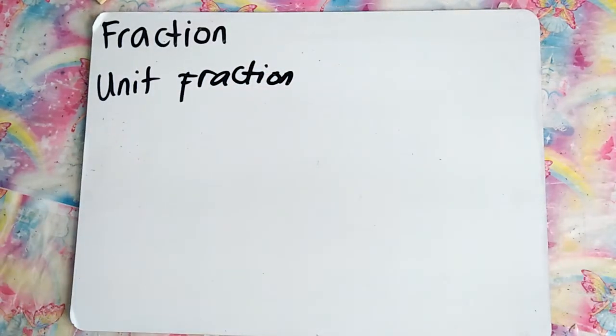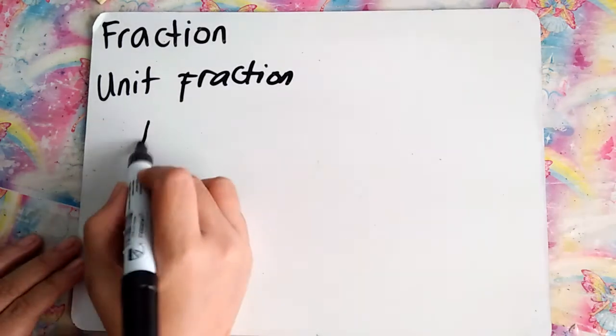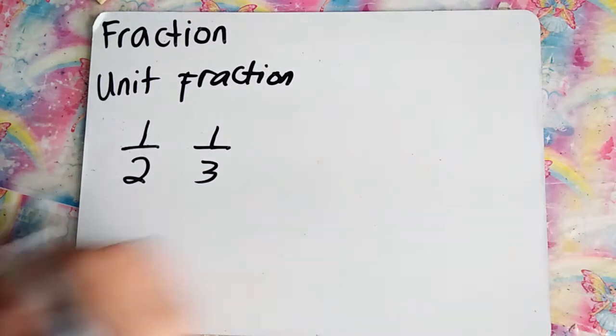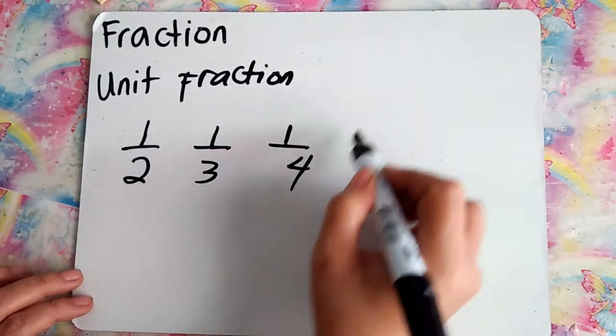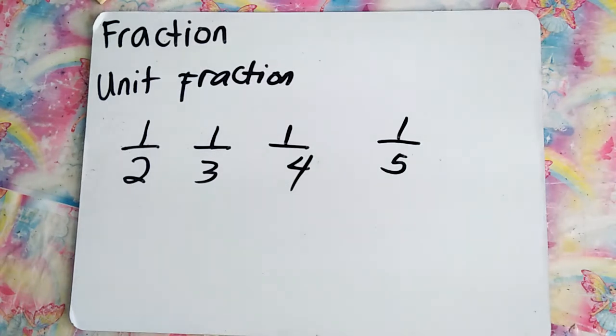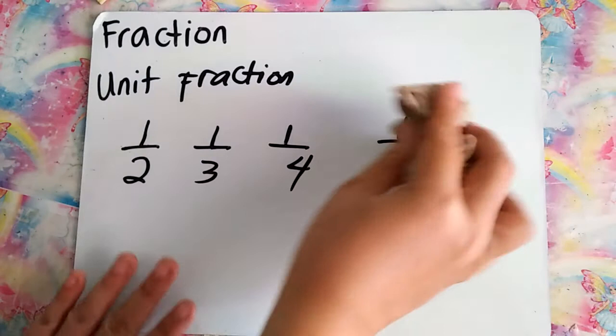A fraction with numerator 1 is called a unit fraction. Examples are 1 over 2, 1 over 3, 1 over 4, and 1 over 5. Those are examples of a unit fraction.